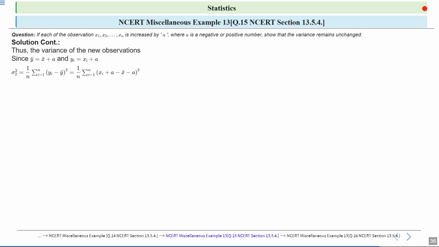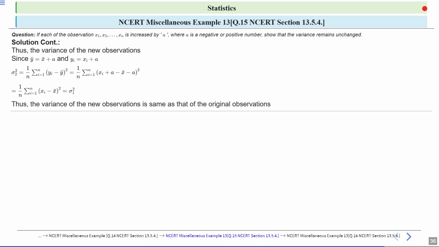The variance is sigma 2 squared, equal to 1 divided by n times summation from i equal to 1 to n of (yi minus y bar) whole squared. This is equal to 1 divided by n times summation from i equal to 1 to n of (xi plus a minus x bar minus a) whole squared. And this is simply equal to 1 divided by n summation from i equal to 1 to n of (xi minus x bar) whole squared. This is equal to sigma 1 squared.